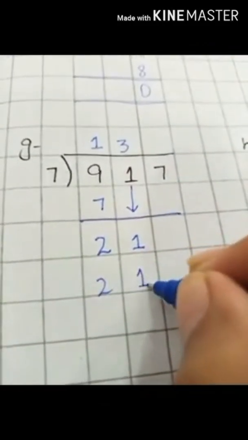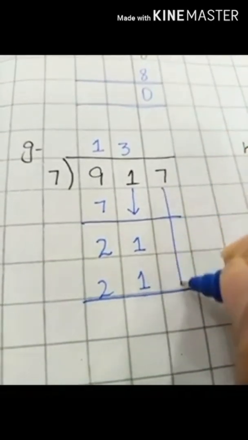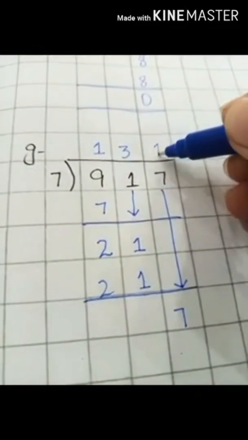Read the table of 7 till the number 21. Yes, 7 3s are 21. Look, this 21 is completely divided. In the next step, we are going to bring this 7 down here. Now, this 7 is equal to my divisor. So, 7 1s are 7. Now students, in the next step, 7 minus 7, we are going to subtract it and we know that the same subtraction is 0. So students, we have completed our division completely and our quotient is 131.